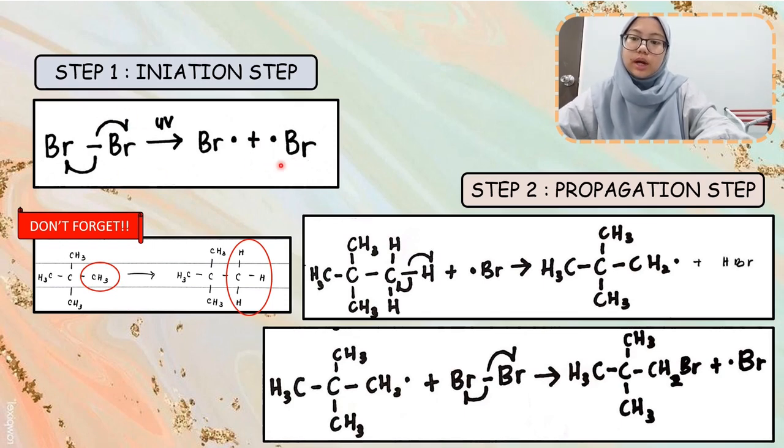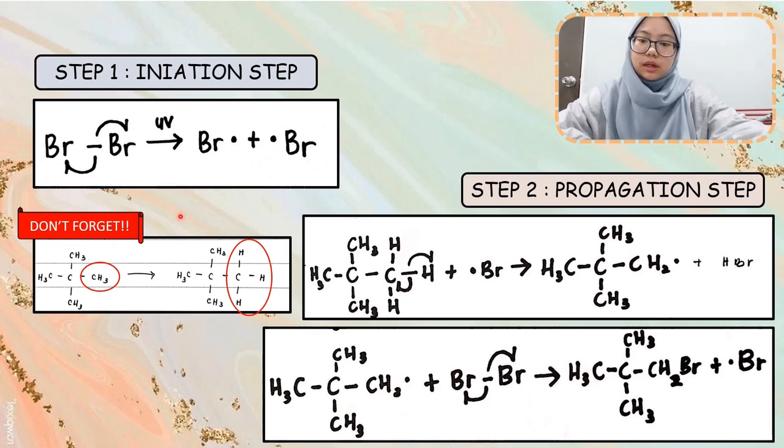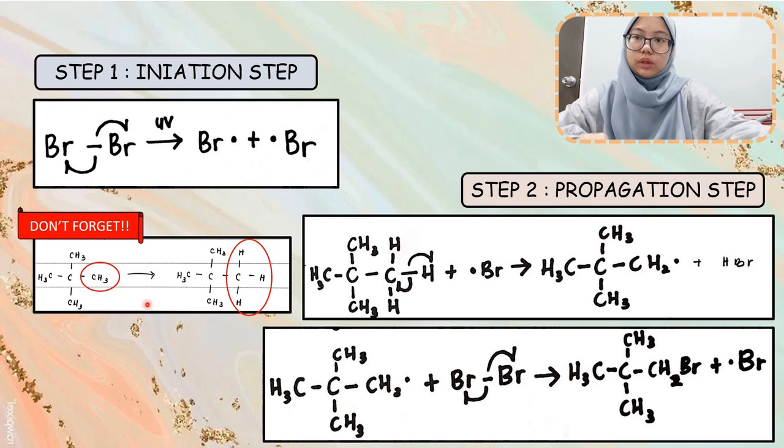UV light is used to form homolytic cleavage, whereby 1 electron is transferred to each bromine, which leaves each bromine atom with one unpaired electron. The second step is propagation, but before that I would like to remind you that we need to expand the 2,2-dimethylpropane, which is the CH3, before we continue with the reaction. So firstly, the bromine free radical will attack 2,2-dimethylpropane, at the single bond between carbon and hydrogen, and it will produce a product with one free radical, and the hydrogen will attach to bromine.